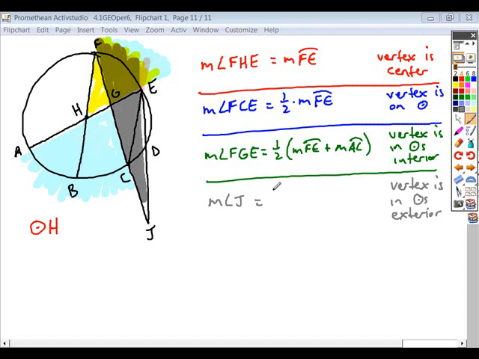CD. So when you look at those 2 arcs, when the angle's vertex is outside the circle, your angle measure is 1/2 the difference of the arcs. So FE again, but this time you're going to subtract the other arc measure CD from that, and that's going to give you your total angle measure. Okay, so this is where we'll pick up tomorrow.